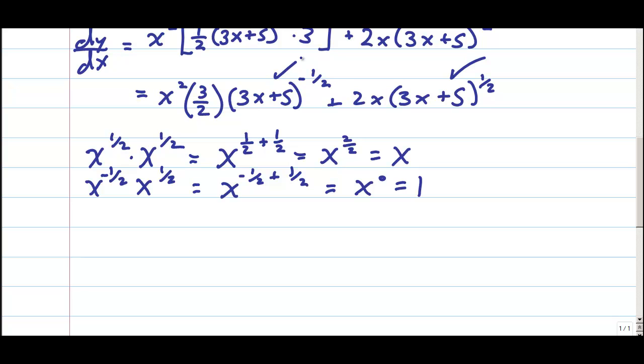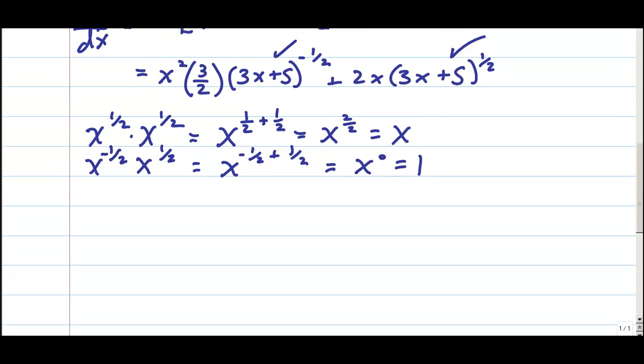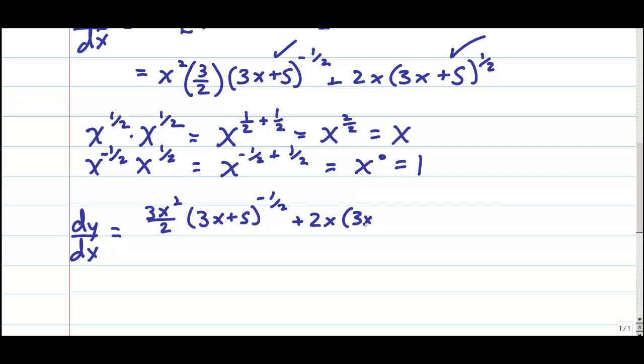Now I can do that as long as I do it to the bottom as well. In other words, here's what I've got. I've got dy/dx. And I've got up top here 3x squared over 2. And then here's what I have. I have 3x plus 5 to the negative 1/2 plus 2x times 3x plus 5 to the 1/2. And I've got that all over 1.